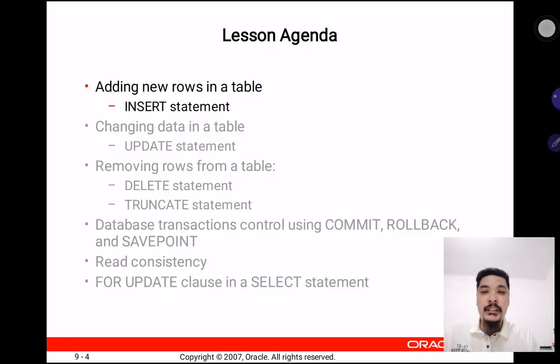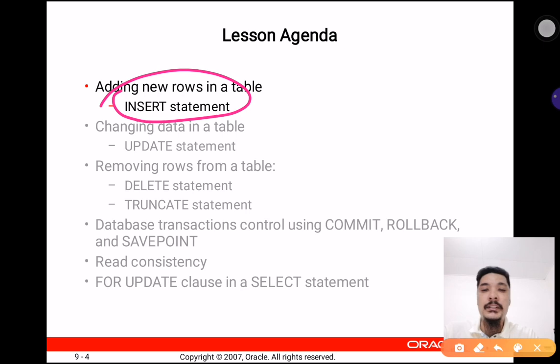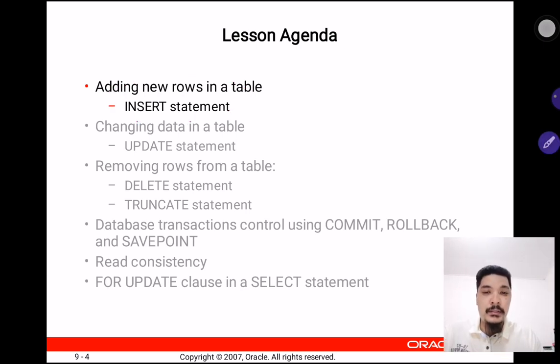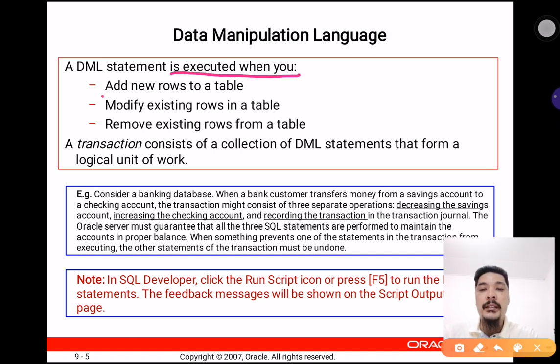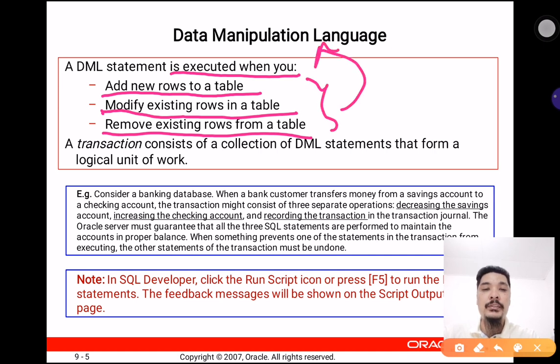So for adding new rows in the tables, number one is how to insert a row in the tables. Let's move to the next. Alright, a DML statement is executed when you add new rows to a table, modify existing rows in the tables, and also remove existing rows from the table. So this is what we call DML. It's quite straightforward.